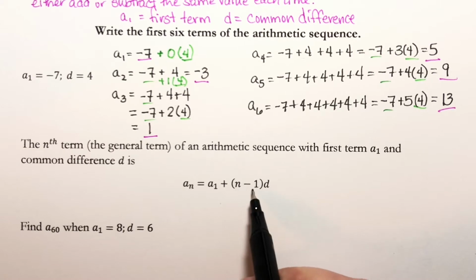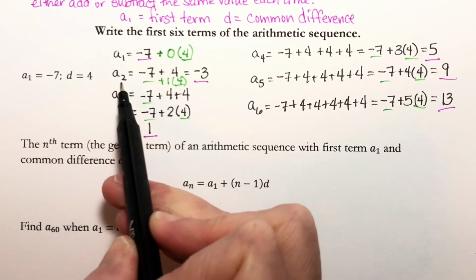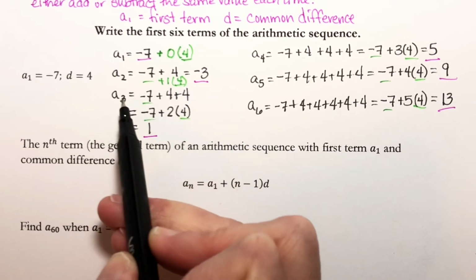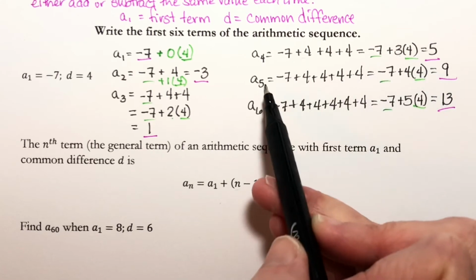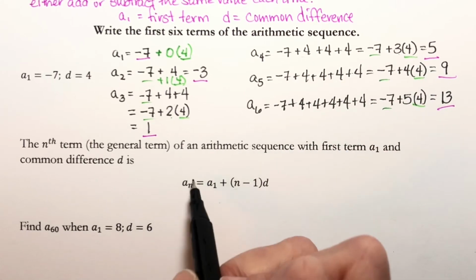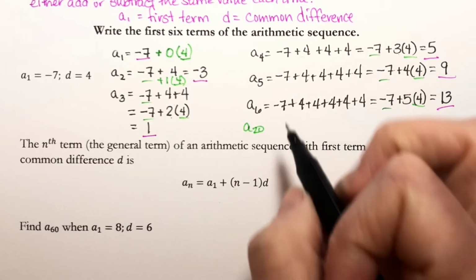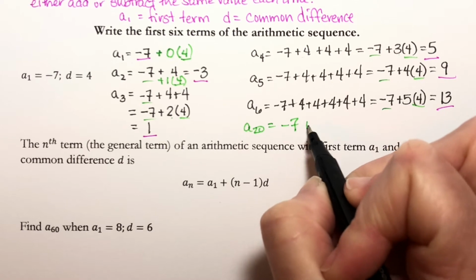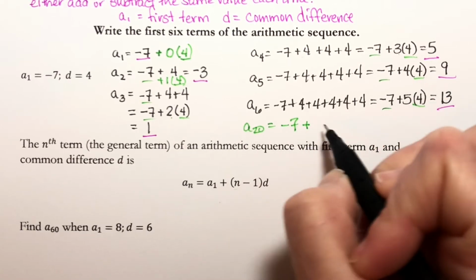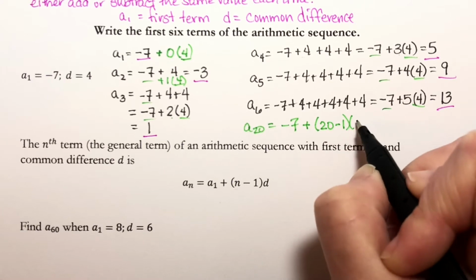Now look at this value. For our first one, it's times 0. For our second one, it's times 1. For our third one, it's times 2. Then 4 times 3. It's always 1 less, isn't it? So if I'm looking for A20, this would be negative 7 because it's always negative 7, plus it's going to be 1 less than this if we look at the pattern, times 4.